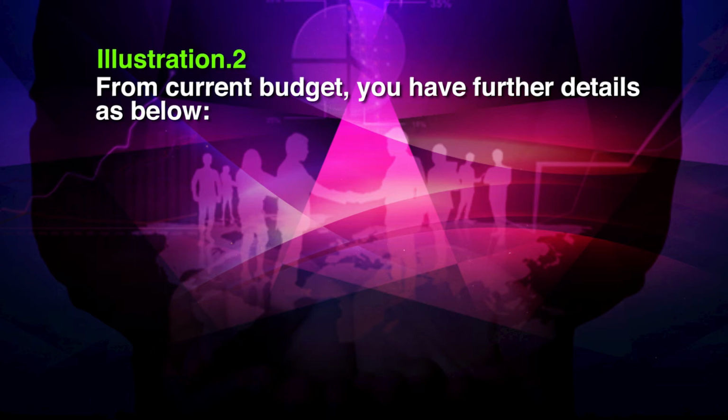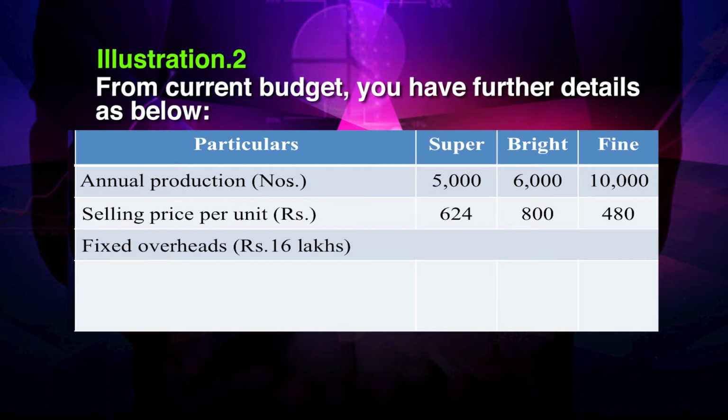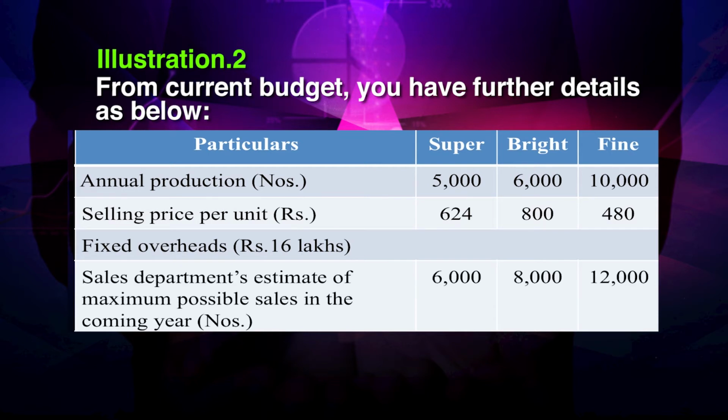From the current budget, you have further details as below. Annual production 5,000 for Super, 6,000 for Bright, 10,000 for Fine. Selling price per unit 624 for Super, 800 for Bright, 480 for Fine. Fixed overheads 16 lakhs. The sales department's estimate of maximum possible sales in the coming year in numbers is 6,000 for Super, 8,000 for Bright and 10,000 for Fine.